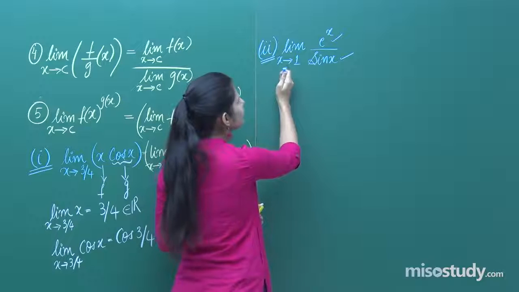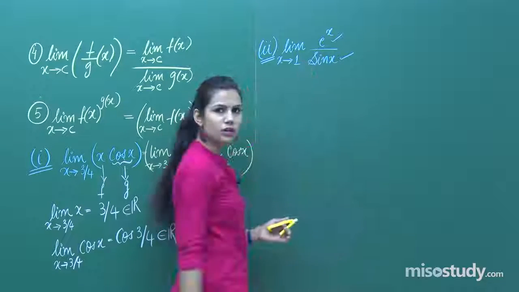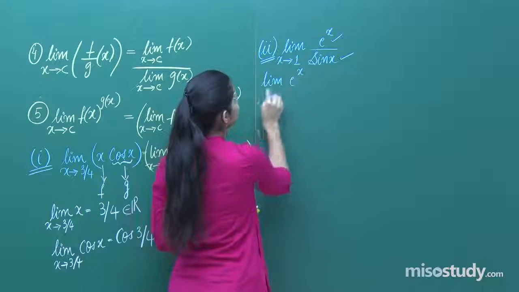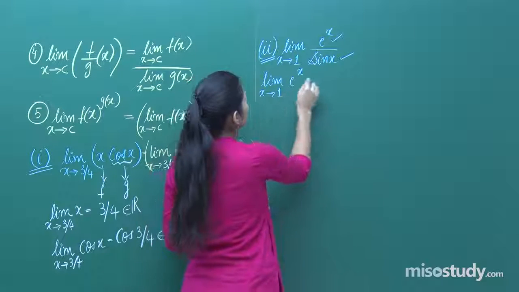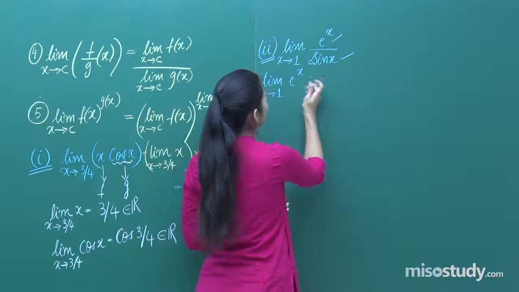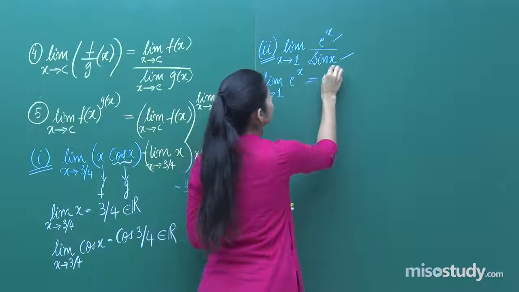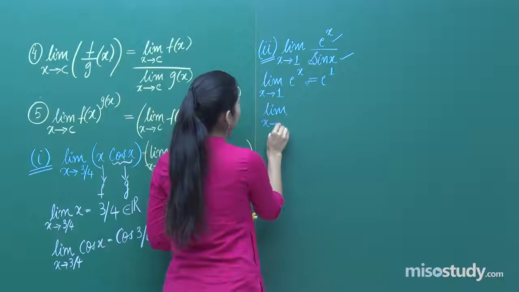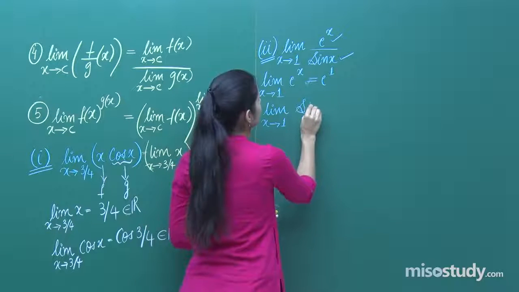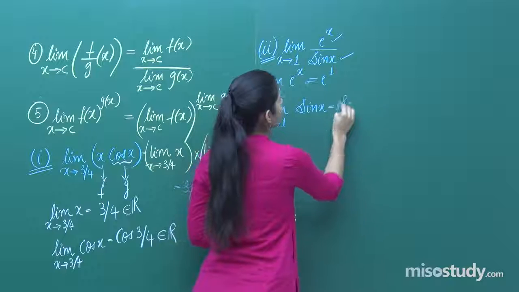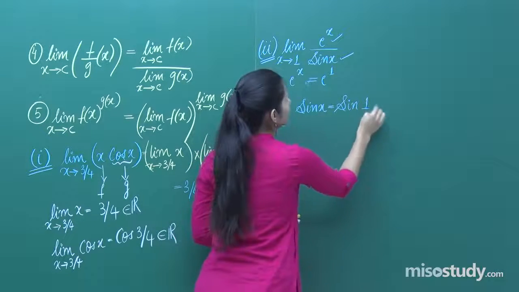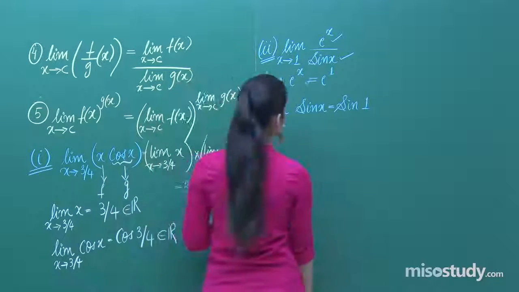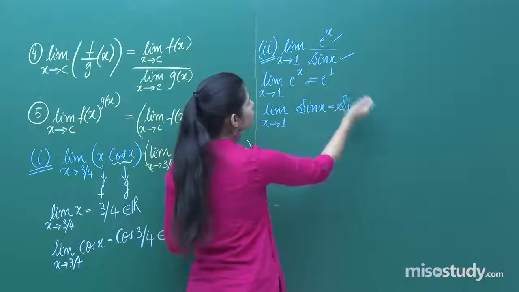So you should be aware about the limiting behavior of these two individual functions. What is the limit of e to the power x as x goes to 1? You know it is nothing but equal to e to the power 1. And what is the limit as x approaches 1 of the other individual function sin x? It is nothing but sin 1, right? That is what it is. So over here, this is what you are getting.